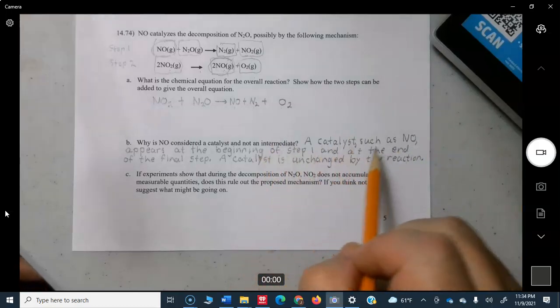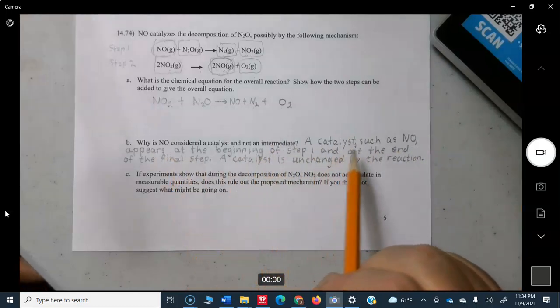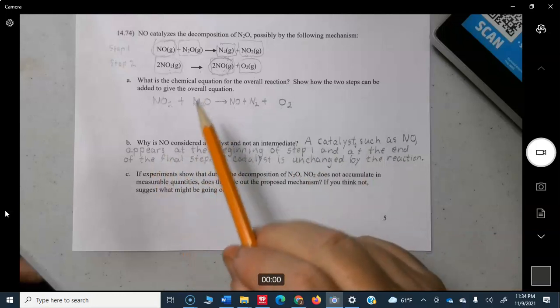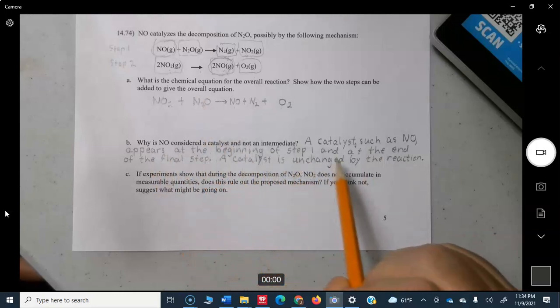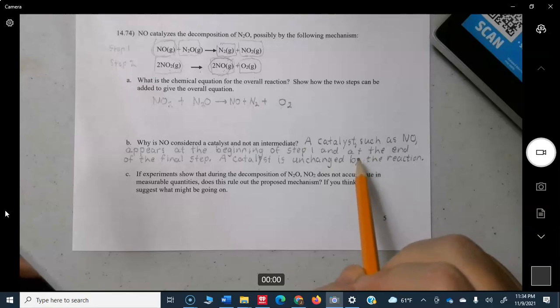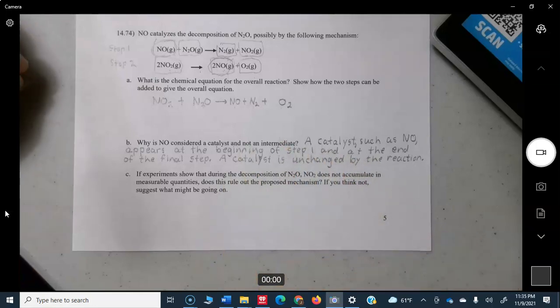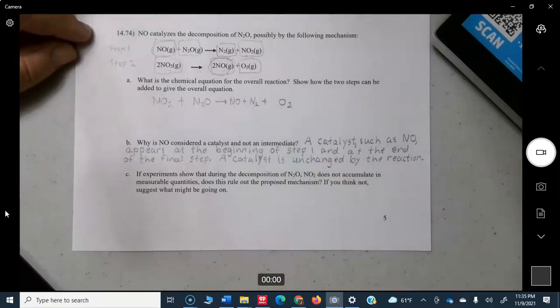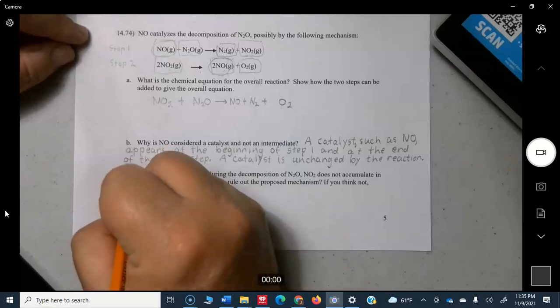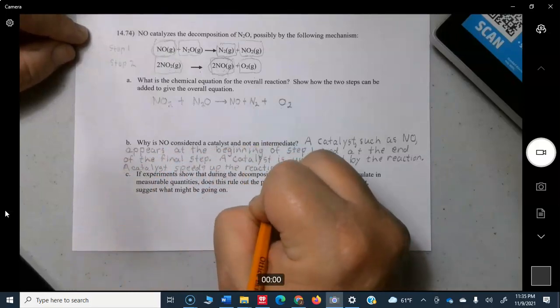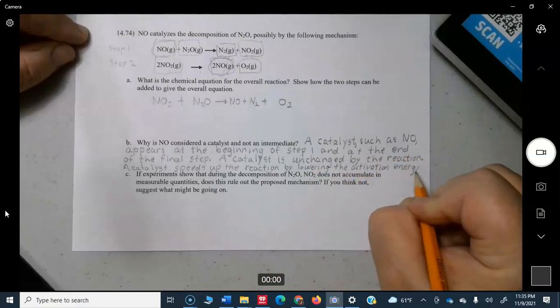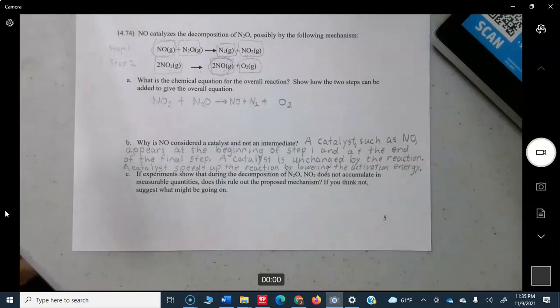Okay, so a catalyst such as NO appears at the beginning of step 1 and at the end of the final step. In this case, that would be step 2. A catalyst is unchanged by the reaction. And what a catalyst does is speed the reaction by lowering the activation energy. Okay, so there's your complete answer.